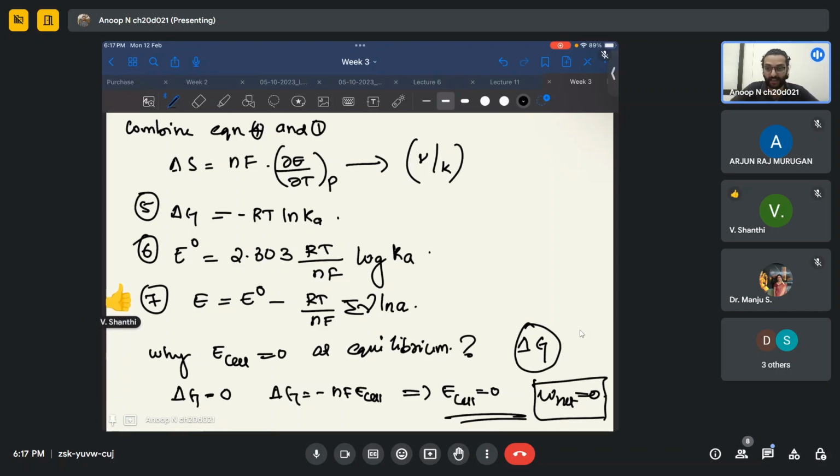So you can go back to the thermodynamics textbook. I don't know which textbook you're following, but there will be two things. One is Helmholtz free energy, the second one is Gibbs free energy. The Helmholtz free energy tells one quantity, and Gibbs free energy tells another type of work. So if that's related to delta G, E cell, we can say that at equilibrium, E cell is equal to 0. Like that, at equilibrium, we are taking E cell equal to 0 and solving that problem. Is that clear?